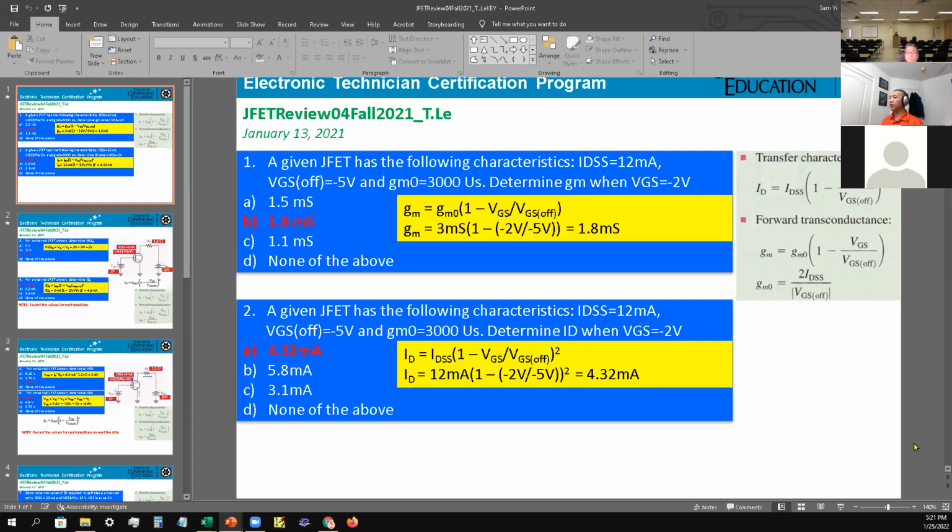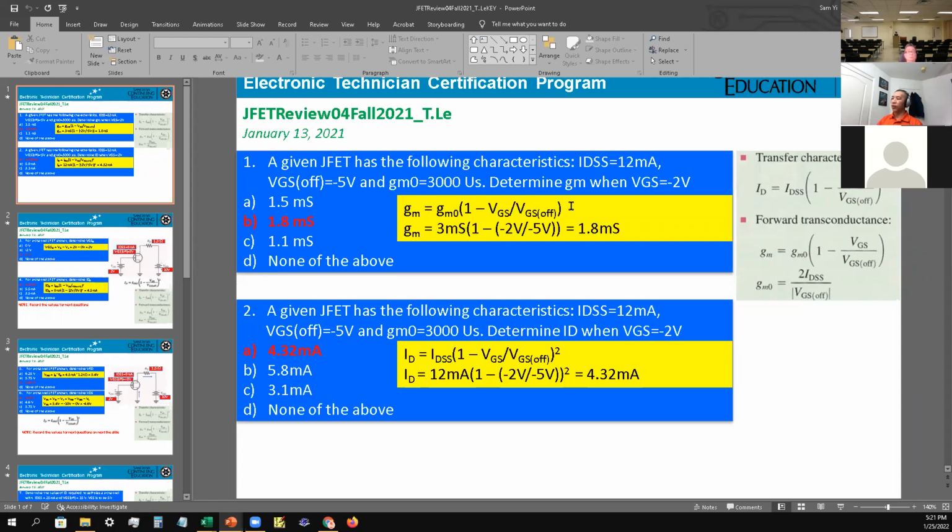So I'm just going through it. Number one: given a JFET has the following characteristics, IDSS is 12 milliamps, VGS(off) is negative 5 volts, and gm0 equals 3000 microsiemens. Determine gm when VGS equals negative 2. Since the answer is in millisiemens, I convert that gm0 to millisiemens. So 3,000 microsiemens is the same thing as 3 millisiemens.